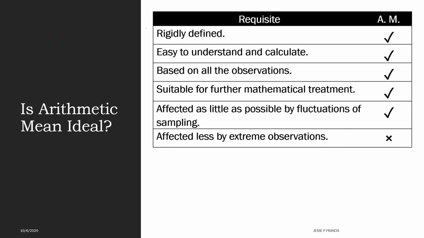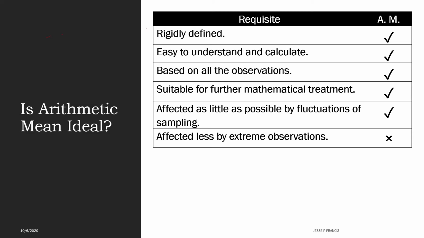Going forward, is arithmetic mean ideal? It is rigidly defined. We already noticed that even if we calculate arithmetic mean of the same distribution using different formulas, it will give us the same answer. So it's rigidly defined. Need not say it's easy to understand and calculate. It's based on all the observations because in the numerator we are adding up all the observations. Hence, it's based on all the observations.